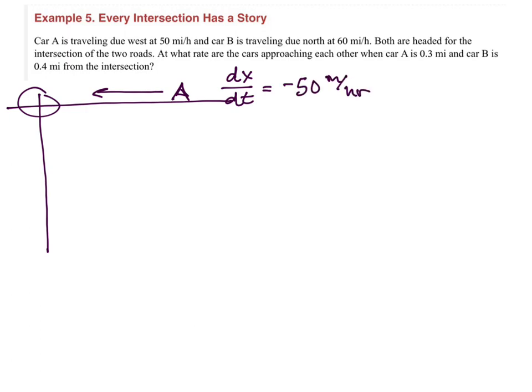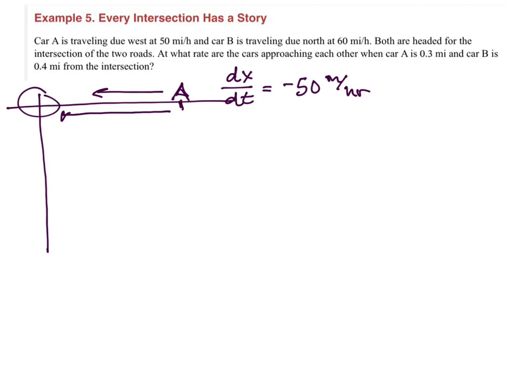Initially, when I worked this problem, I thought it was negative 50 because it was west. But I remembered this is calculus, and they don't so much care for directions as much as they care that this distance is getting smaller. Can you understand that? This distance between car A and the point of intersection is shrinking. Because that distance is shrinking, we're using negative 50 miles per hour.